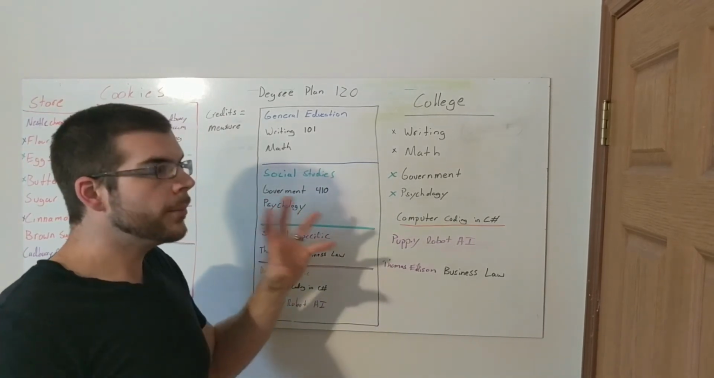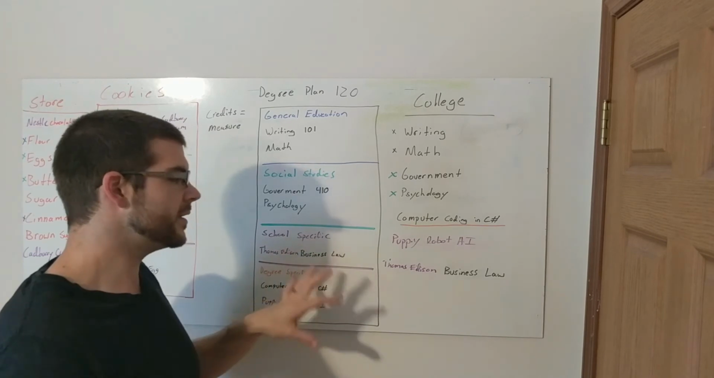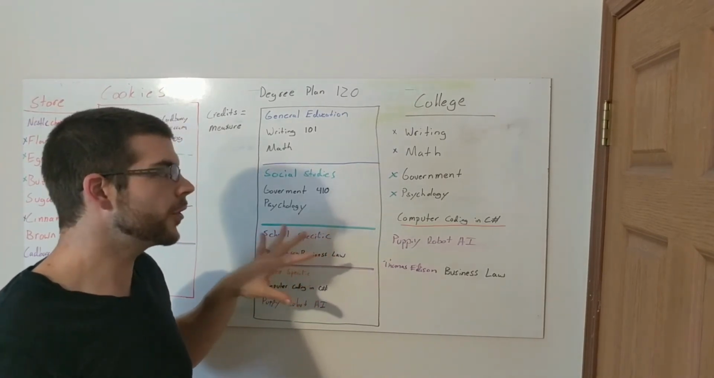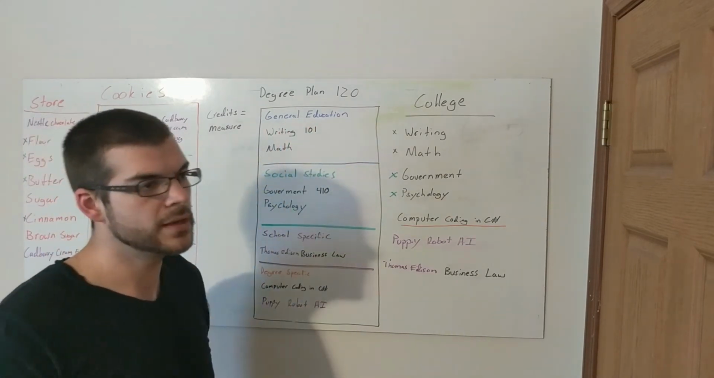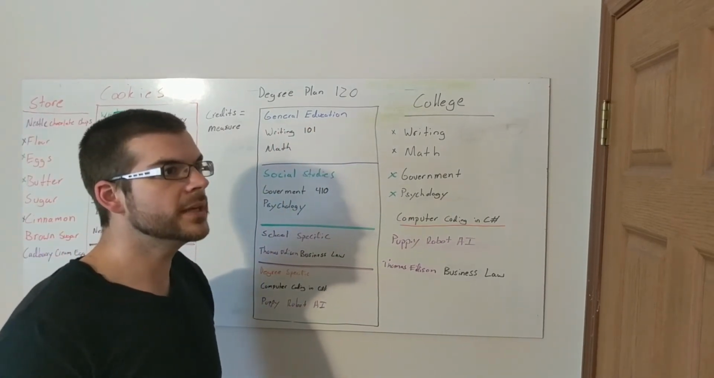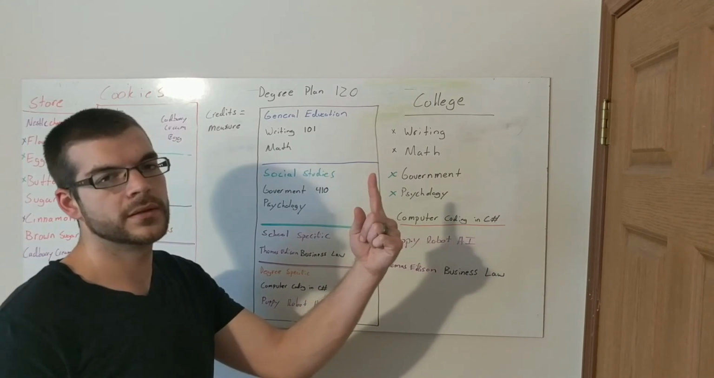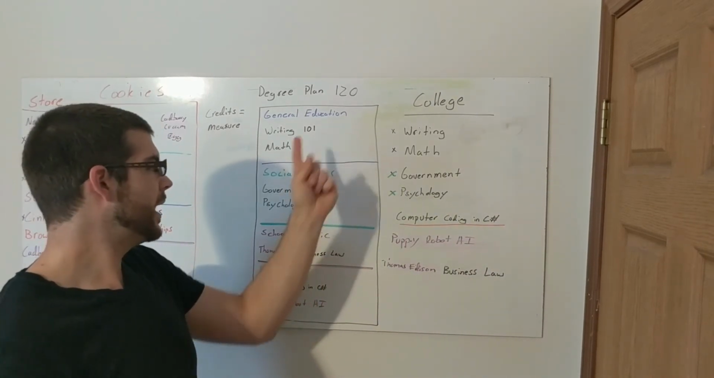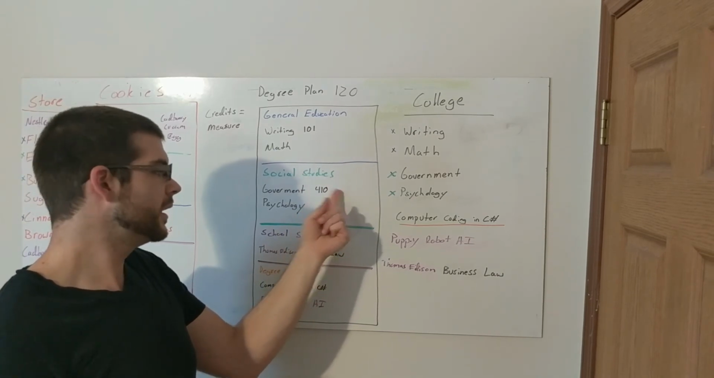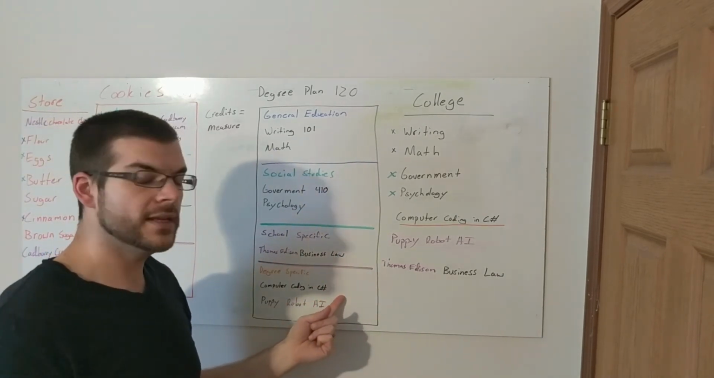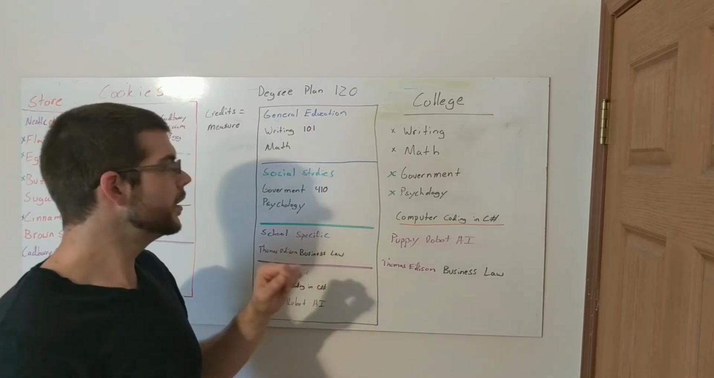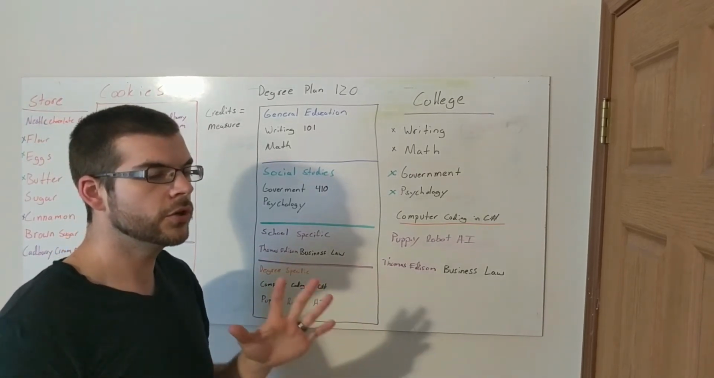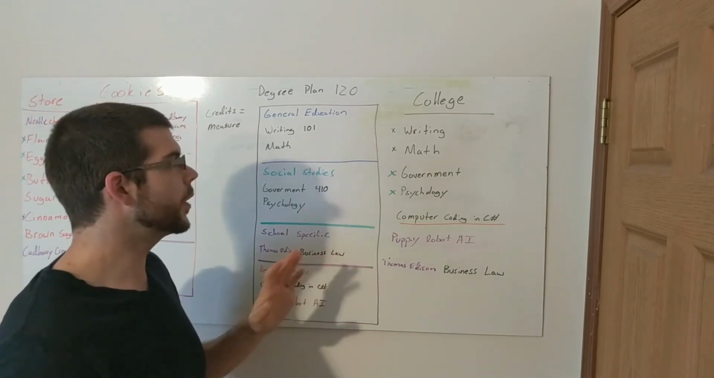The thing to remember is that the credits that you earn in these subsections don't overlap with credits in other sections, meaning a credit can only be counted once. So even if you take Writing 101 and Government and Computer Coding in C, you won't get multiple credits for each of the requirements.